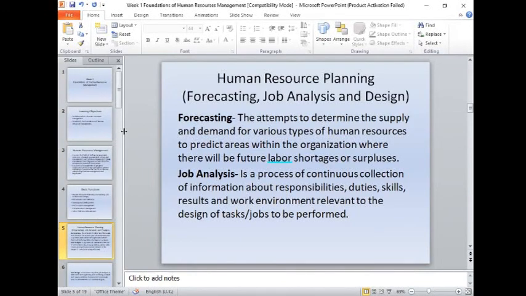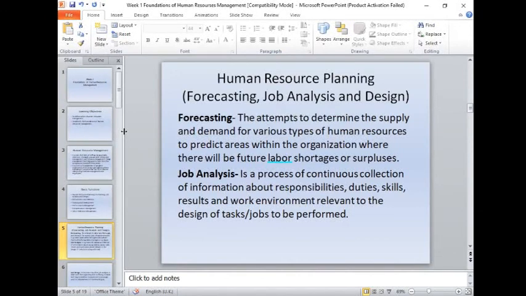Okay, and it is the job of the human resource department to forecast the manpower needed based on the output, based on the revenue, whether we like it or not. That is the reality. Next is the job analysis.